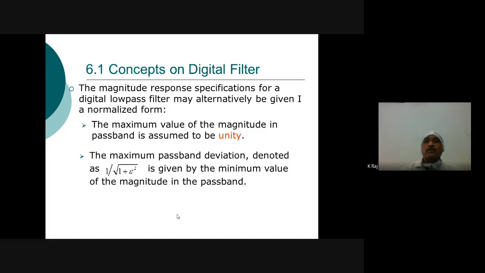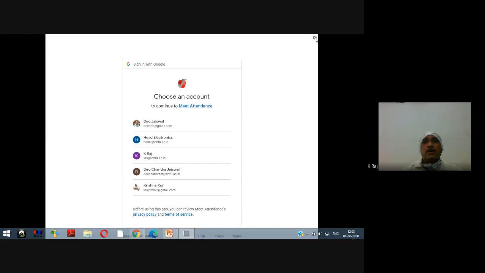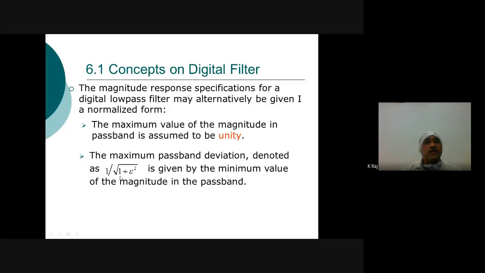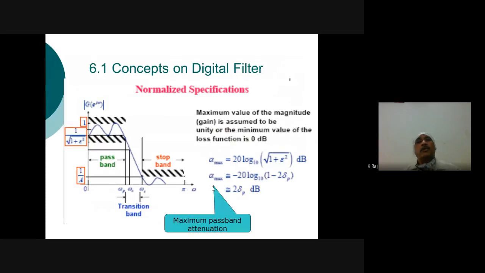The maximum pass band deviation, denoted as 1 upon square root of 1 plus epsilon square, is given by the minimum value of the magnitude in the pass band. And the maximum stop band magnitude is denoted by 1 by A. This is another way of representation, known as the normalized specification.